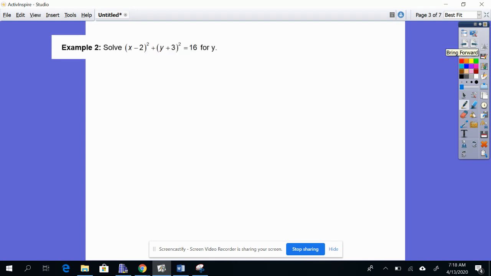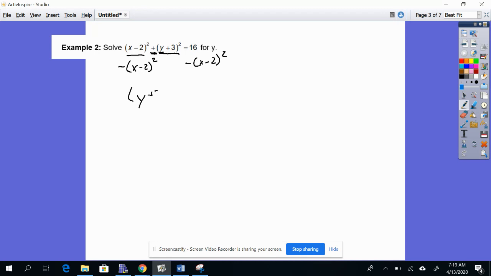For our second problem, a little bit more complicated here. The goal is still the same though. I want to get y by itself. If I notice here, the first term is being added to the second term. So let's get rid of this first term. Let's subtract x minus 2 squared. But again, if I do it to one side, I need to do it to the other. So minus x minus 2 quantity squared.